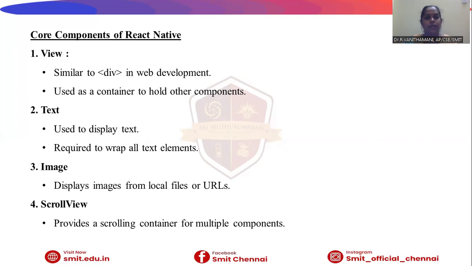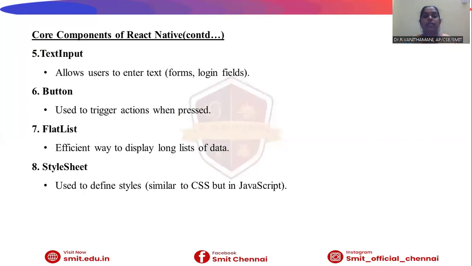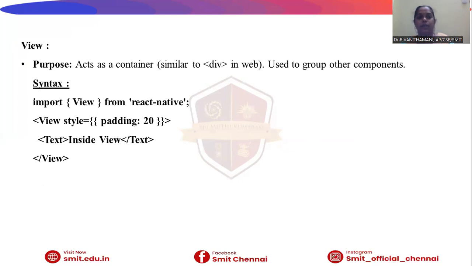View is similar to the div component used in HTML, which holds data as a container. Text component is used to display text. Image component is used to display images from a local file or URL. ScrollView provides a scrolling container for multiple components. TextInput component is used to enter data. Button component is used to specify the action performed when it is pressed. FlatList is used to display a long list of data. StyleSheet specifies different types of styles like CSS, in JavaScript. Now you can see each and every component in detail.